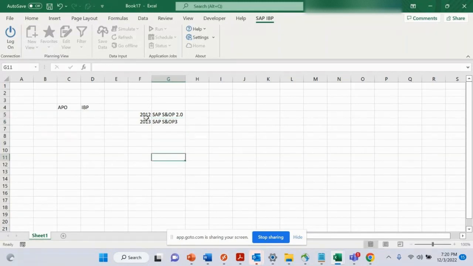SNOP version 3. Then in 2014, SNOP version 4, 15, 16, and then the present, we are standing in 2022, and the new feature is released in 2022 in the 2211. So for all the versions you will see, the SAP naming convention is that 2211 means 22, the first two, indicate the year in which they are releasing the system, and the last two indicate the month in which they have released it.